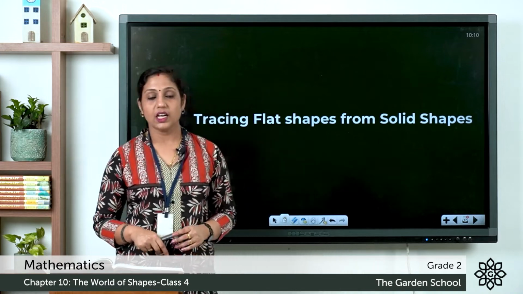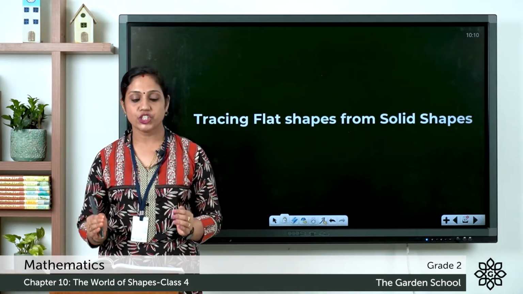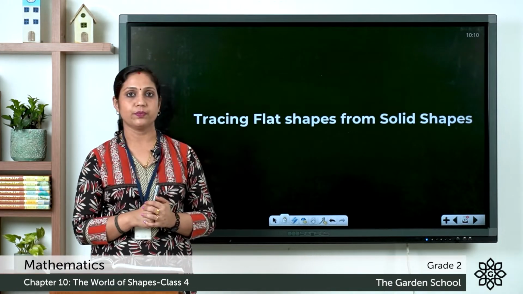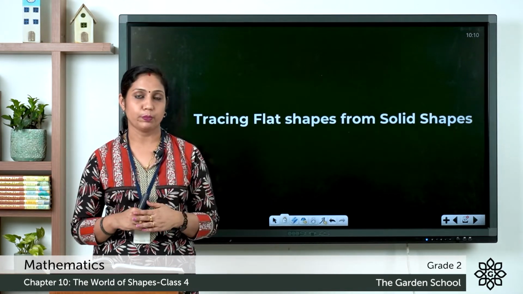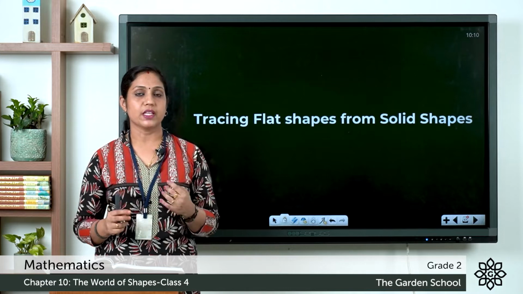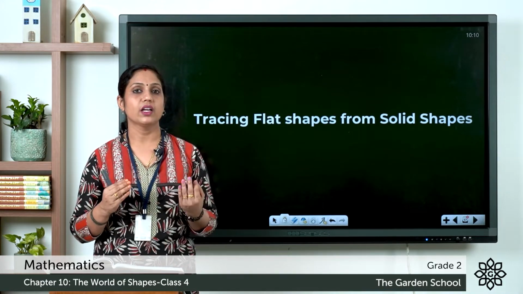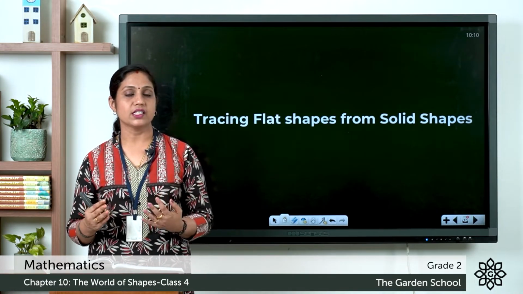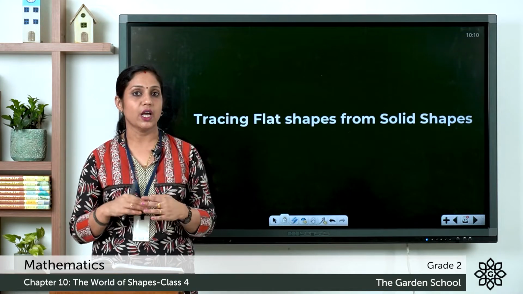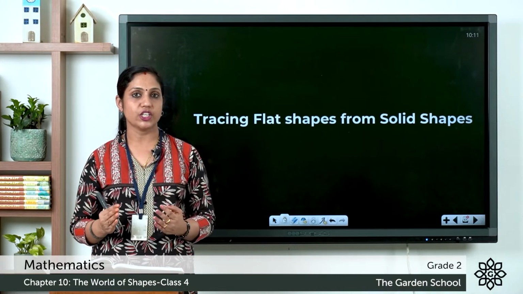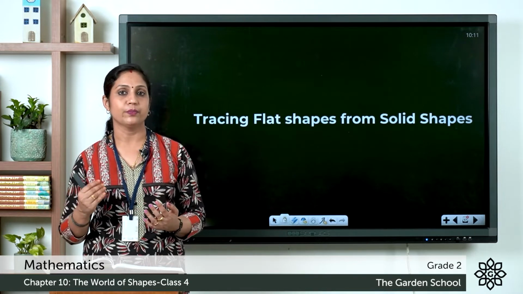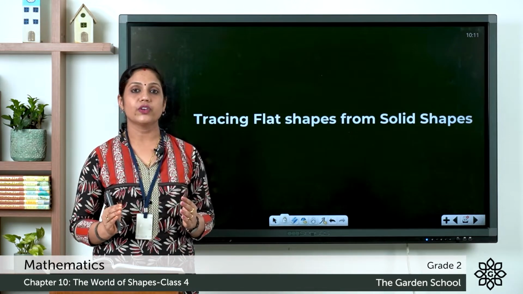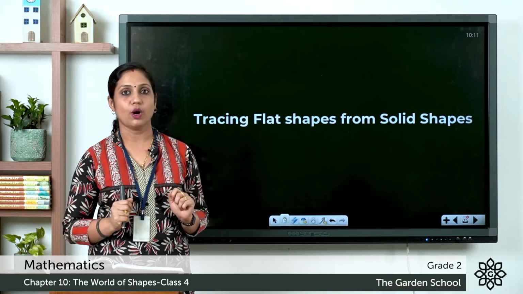Now let's learn tracing flat shapes from solid shapes. So what are flat shapes? What are solid shapes? We have learnt in our previous classes. Plane shapes, for example, square, rectangle, triangle, circle. These are flat shapes. And what are solid shapes? Solid shapes are cube, cuboid, cone, cylinder, sphere. So now let's learn how to trace a flat shape from a solid shape.